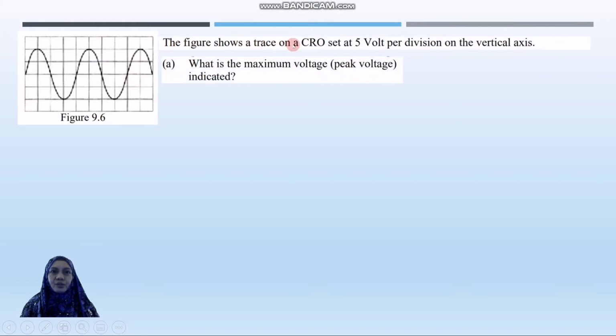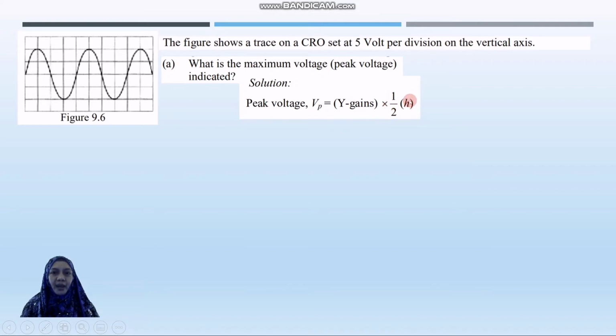The figure shows a trace on a CRO set at 5 volt per division on the vertical axis. So this is the setting on the Y gain. So the question asks to find what is the maximum voltage indicated. So the maximum voltage refers to the peak voltage. So how to find the peak voltage for AC? So it is given by the setting on the Y gain multiplied with half H.